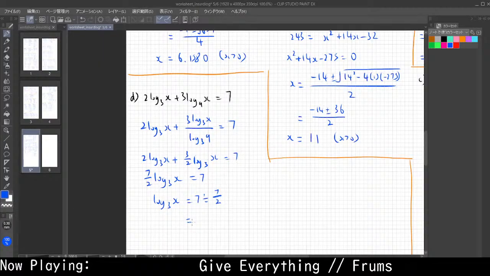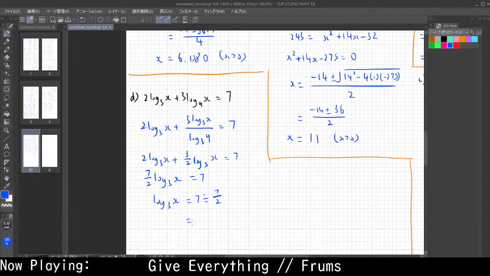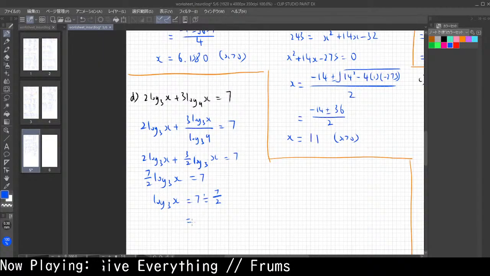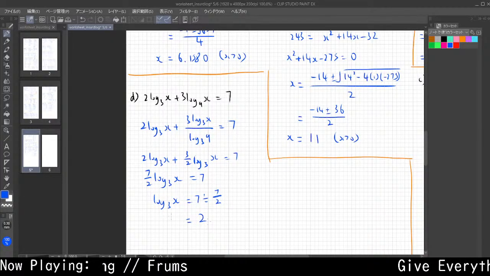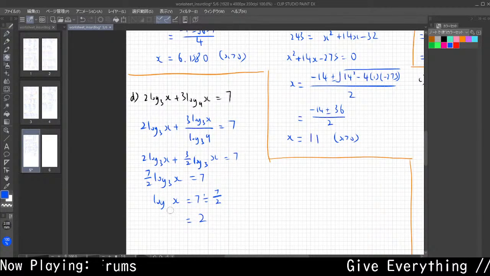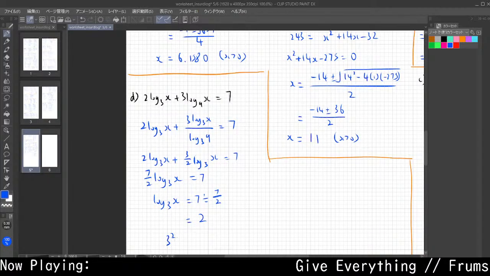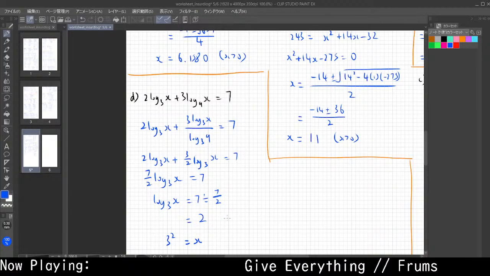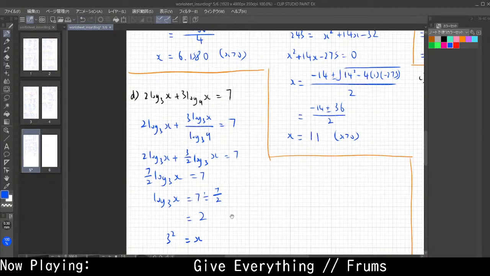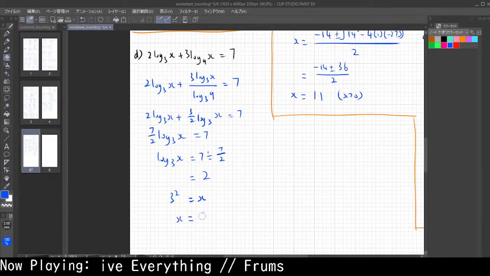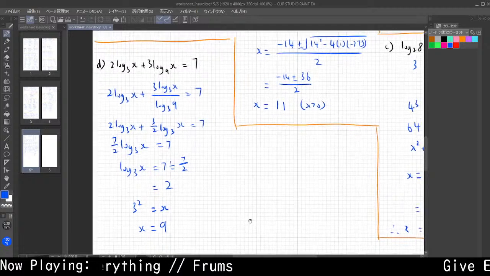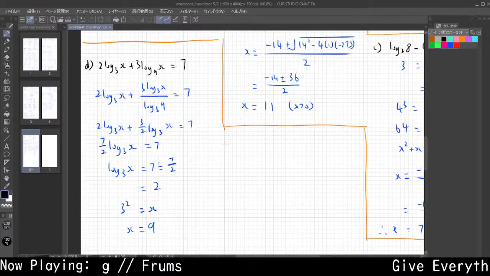Plug this into the calculator. But you actually don't have to, and if you don't have to calculate it normally, that'll be very good. So this is just 2. Then change this into normal power form: 3 squared equals x, so x equals 9. This one I definitely took from one of the books, because the answer is so pretty. The answer is a whole number.